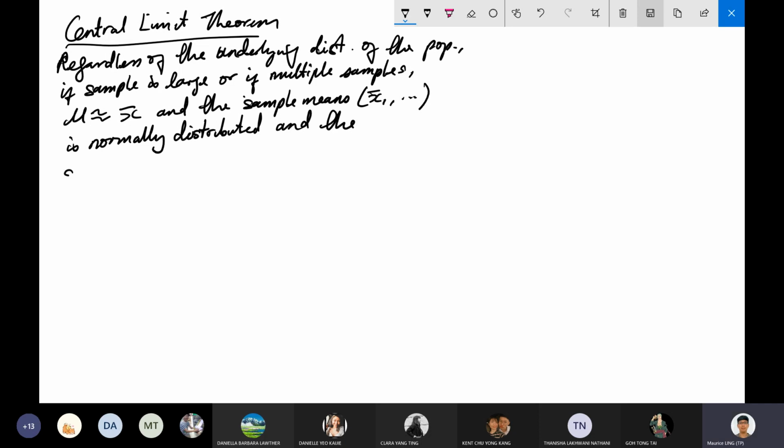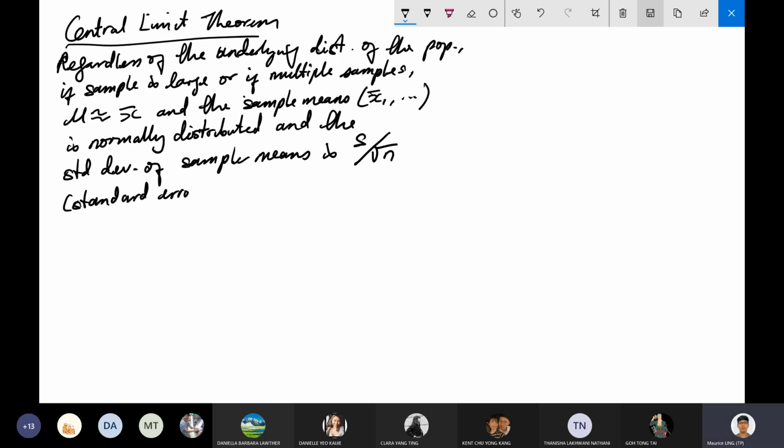And the standard deviation of the sample means is S divided by square root of n, which is also your standard error. Okay, so this is quite important. What it really means is this.